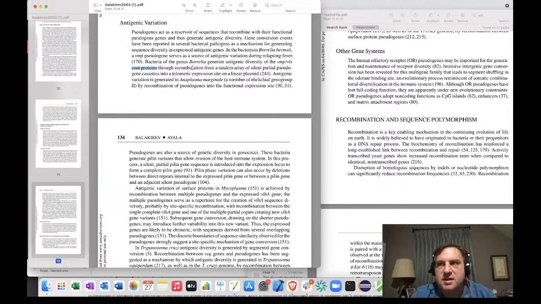So basically what's happening is that the outer coat protein is what bacteria need to survive in different environments. So this is literally the thing that needs to be changed a lot. So the main gene has a sequence, but then it has a set of pseudogenes. And as it needs variation in its outer coat, these pieces of a pseudogene get copied in.